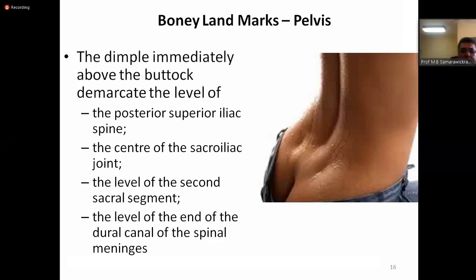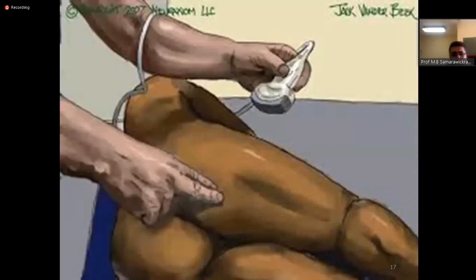And behind, you can see there are two dimples, right? So that denotes the posterior superior iliac spine, and that also corresponds to the center of the sacroiliac joint, the level of the sacral segment, and the level of the end of the dural canal of the spinal meninges, right? So there are very important things that happen at this level, so you have to remember these things, right?